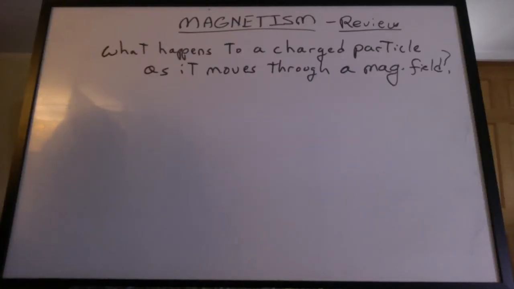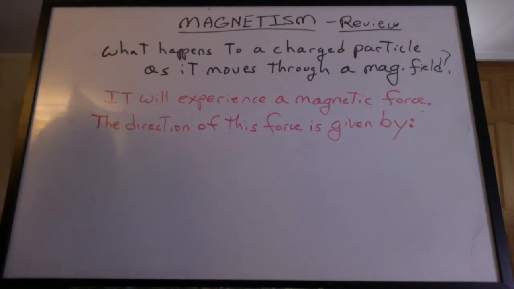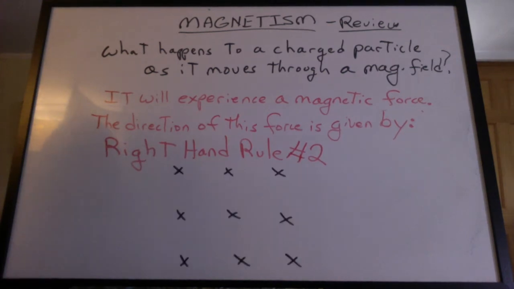Now for a second part of this review. What happens to a charged particle as it moves through a magnetic field? It will experience a magnetic force. The direction of this force is given by right-hand rule number 2. Here we have a magnetic field. The symbol for that field is B.